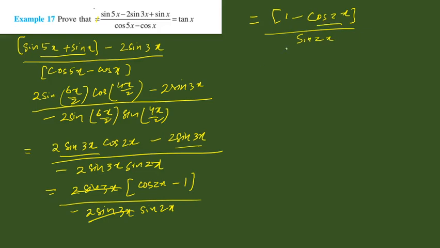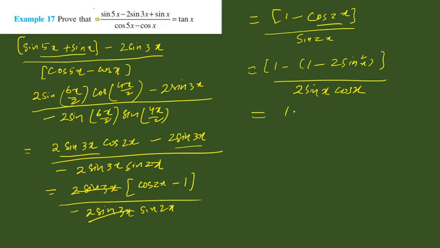Now for cos 2x, we have three formulas, but what I'm going to use here is 1 − 2 sin² x. I'm using this formula for cos 2x. I'm converting into sine. Now what about sin 2x? There is only one formula, that is 2 sin x cos x. So when you remove the bracket, I'll get 1 − 1 + 2 sin² x upon 2 sin x into cos x.